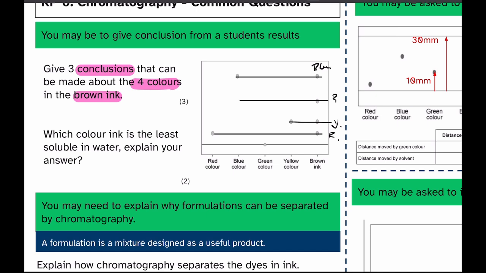Which colour is the least soluble in water? It's green. The explanation why is because it did not move at all with the mobile phase. So it did not dissolve in the water, therefore it moved the least distance. So it was most attracted to the stationary phase, the paper.